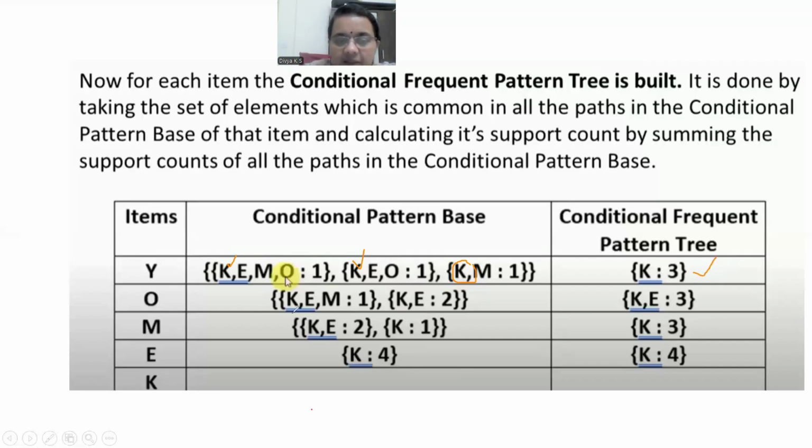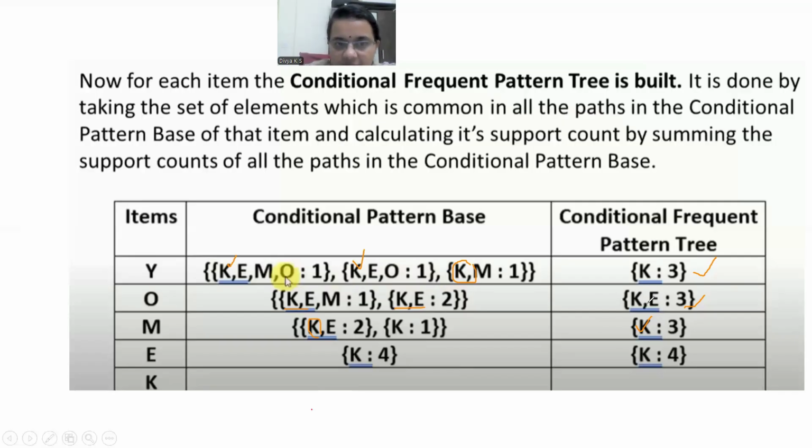Next here you see KEM, and here KE2, which is repeating. KE is repeating, here also repeating KE, right? So what is the answer? 1 plus 2, 3. Next, in this, what is repeating? KE2 and K1. Which item is repeating? Only K is repeating. How many times? 2 plus 1, 3. In this, only 1 K, that is 4.